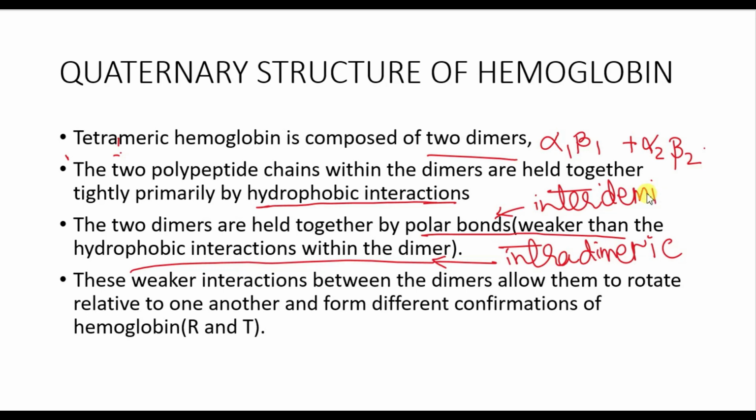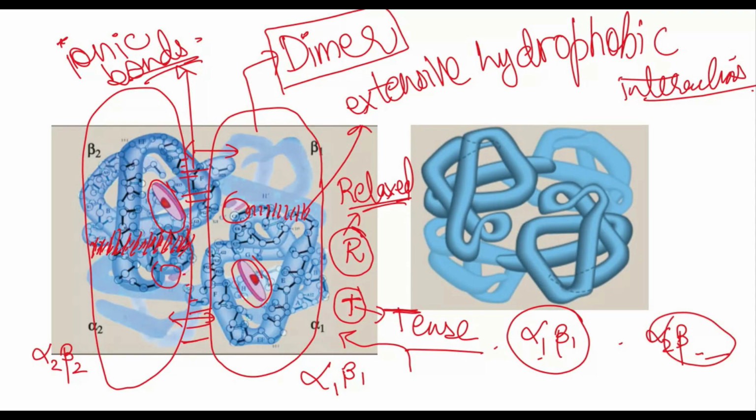Interdimeric. Dimeric. All right, so these are stronger because they are more extensive. These weaker interactions between the dimers allow them, okay, we are now talking about the polar bonds. The polar interactions allow the dimers to rotate relative to one another to form the different conformations of hemoglobin, the R conformation and the T conformation that we just talked about in this lecture slide.